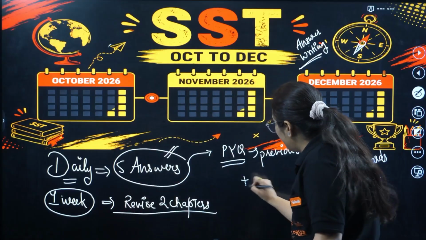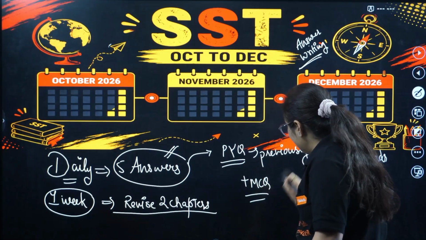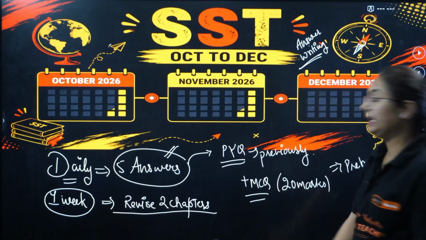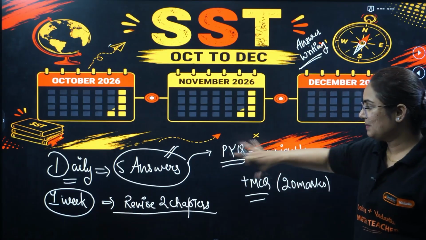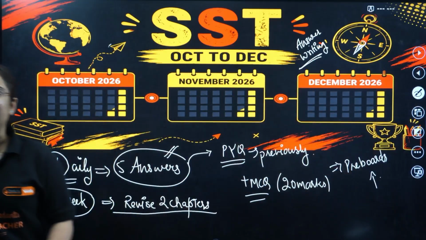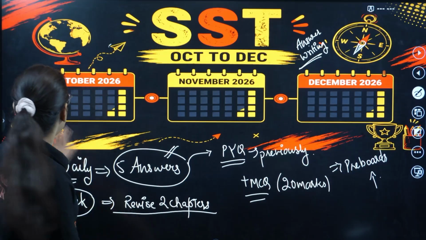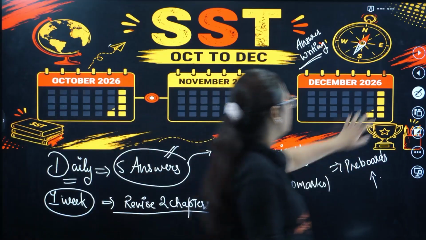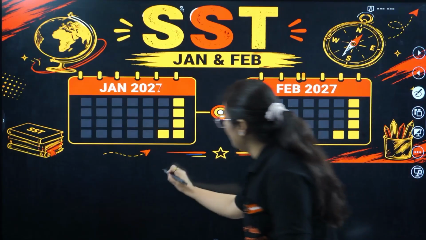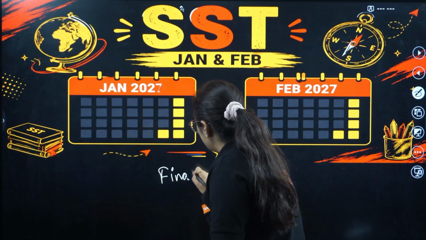Alongside, we have to focus on MCQs during this time because these MCQs are going to give you how many marks? 20 marks. So this is basically the practice session before the final match. December now, second revision is completed. Now move to the final revision.